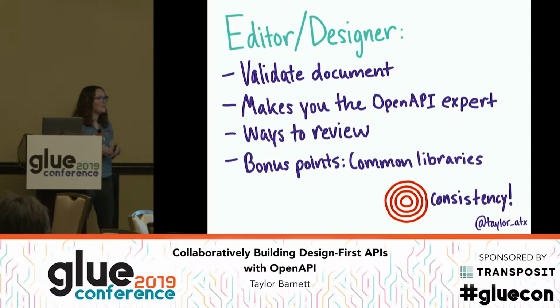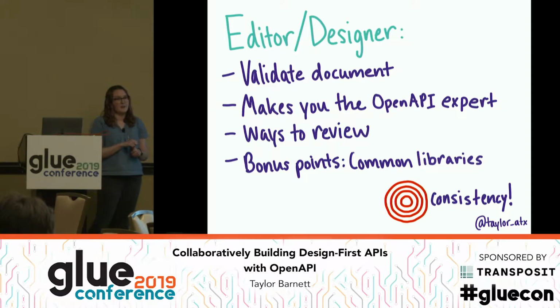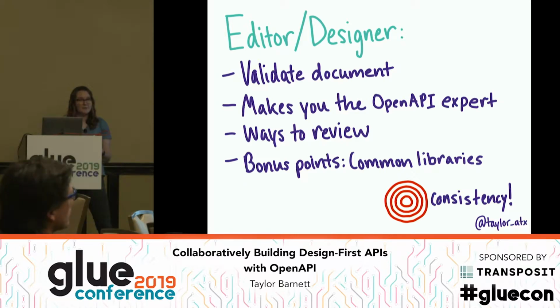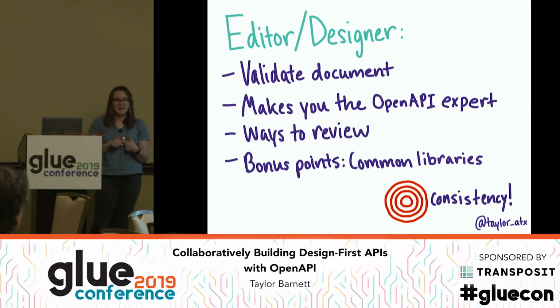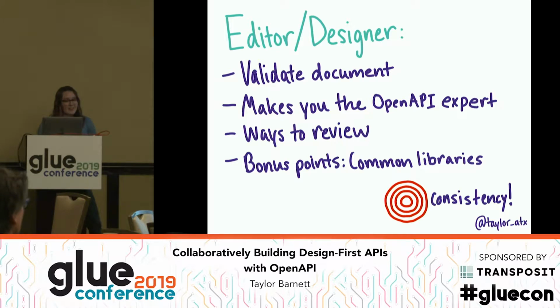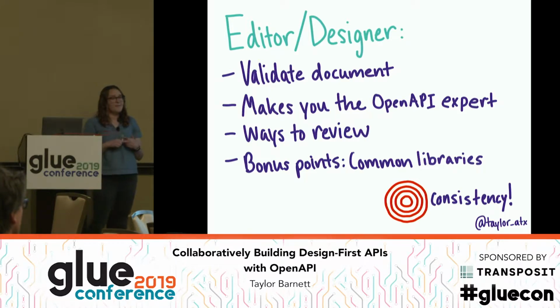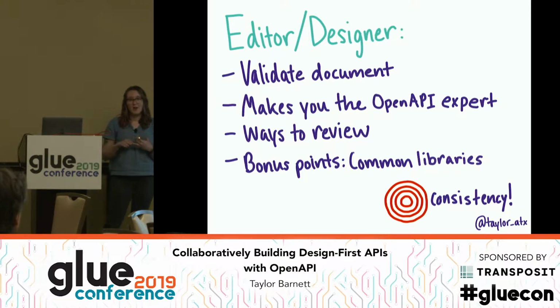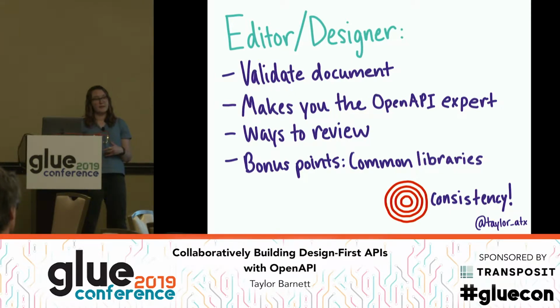Some of the requirements, I think it needs to be able at least to validate the document at minimum. It needs to make you an OpenAPI expert so that more people can participate in the API design instead of only the people that understand the specification. It also ideally has ways to review, whether that feeds into GitHub and your version control or some other kind of tooling. And then bonus points if it has a way to have common libraries so that you can practice reusability across APIs within your organization.